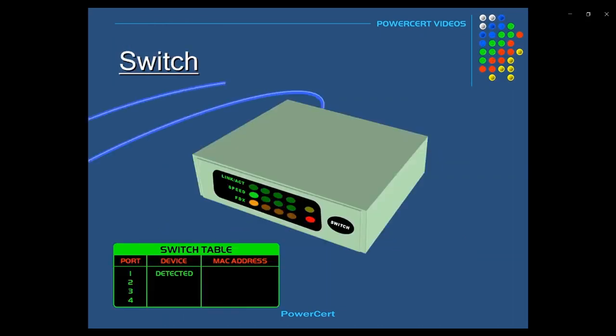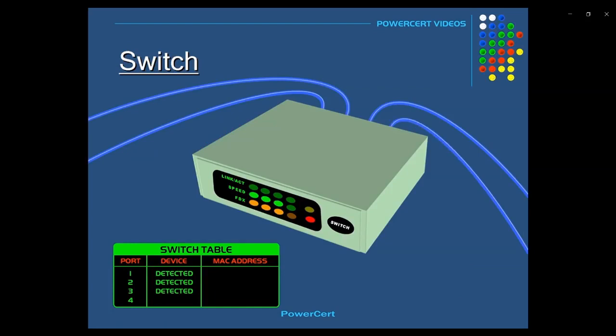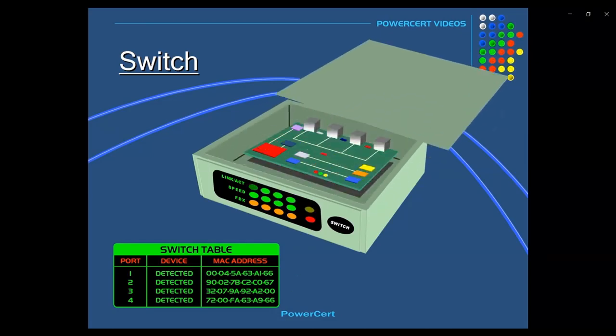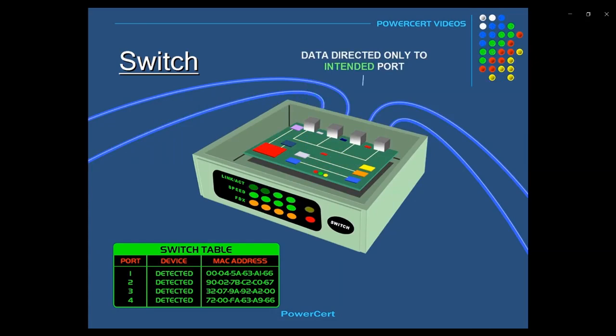Now, a switch is very similar to a hub. It's also a device that has multiple ports that accepts Ethernet connections from network devices. But unlike a hub, a switch is intelligent. A switch can actually learn the physical addresses of the devices that are connected to it, and it stores these physical addresses, called MAC addresses, in its table. So when a data packet is sent to a switch, it's only directed to the intended destination port, unlike a hub, which would just rebroadcast the data to every port.